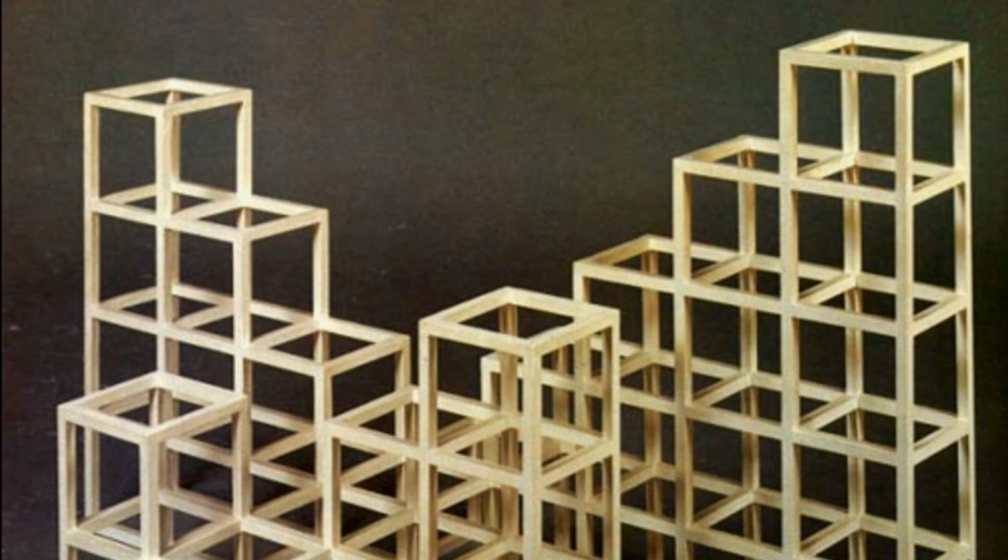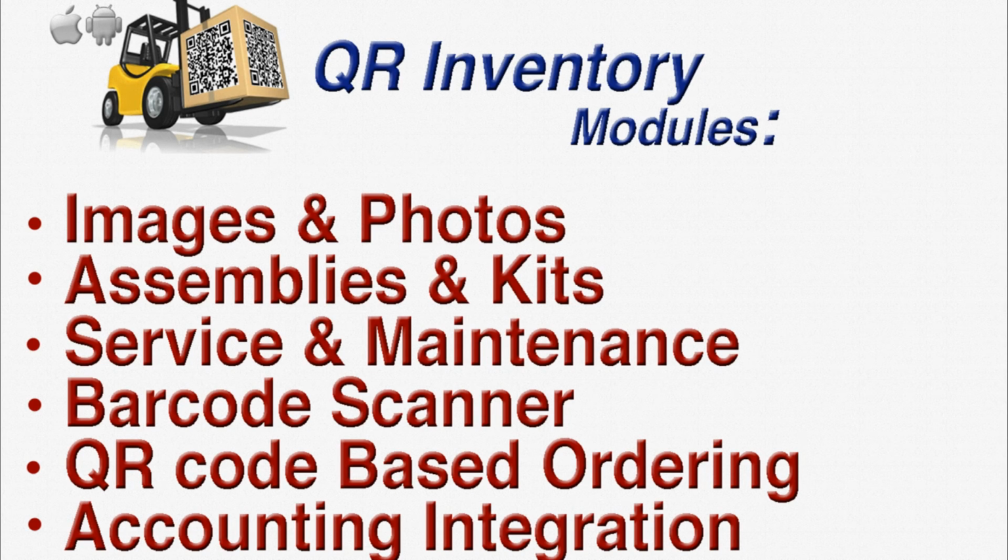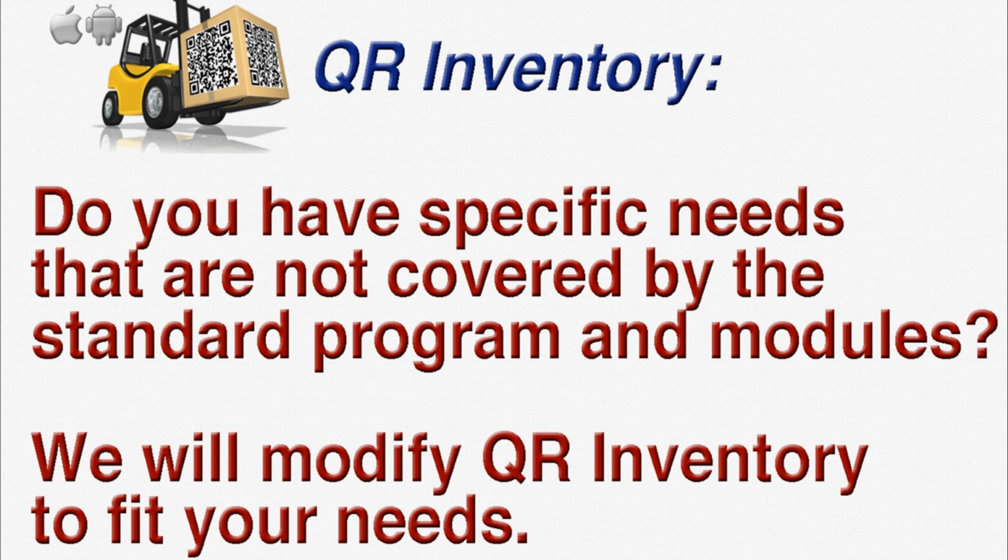Additional functionality. Need more functionality? QR Inventory has modular structure. Add required modules, pay only for what you need. As of January 2016, QR Inventory has 6 additional modules: images and photos, assemblies and kits, service and maintenance, barcode scanner, QR code-based ordering, and accounting integration. Customization. Do you have specific requirements that are not covered by the standard program and modules? We will modify QR Inventory to fit your needs.